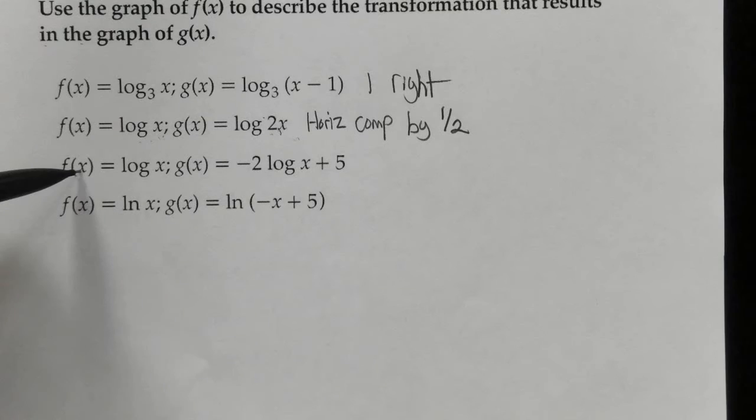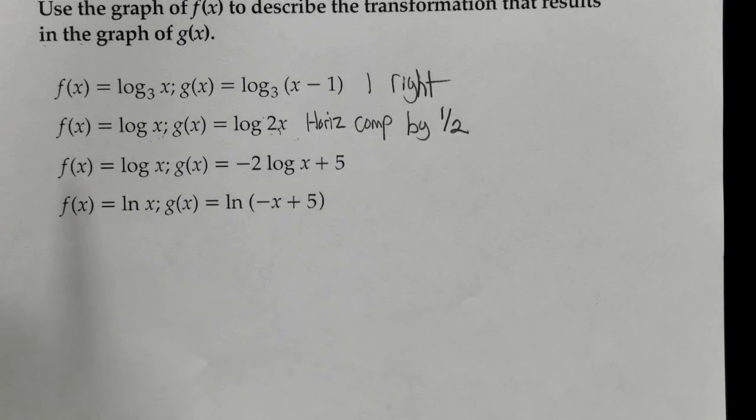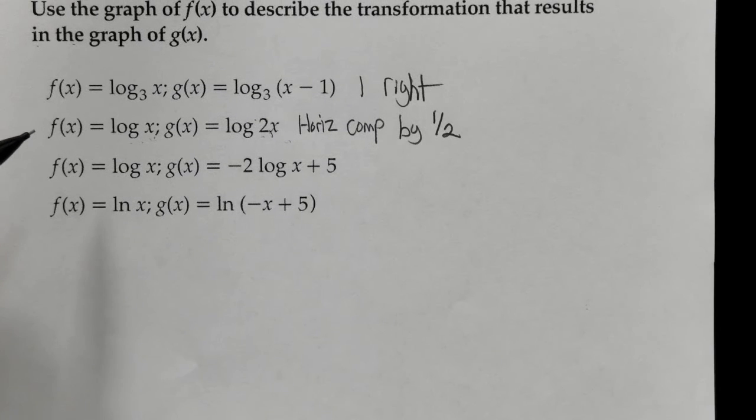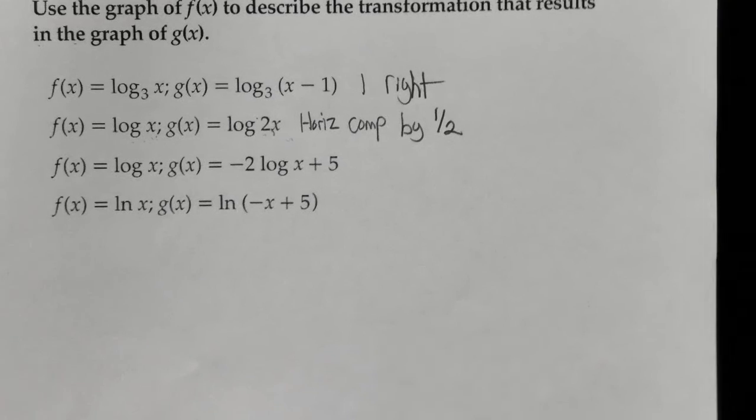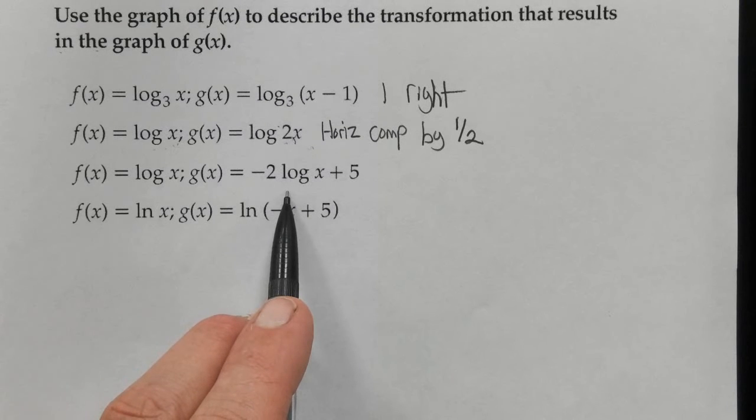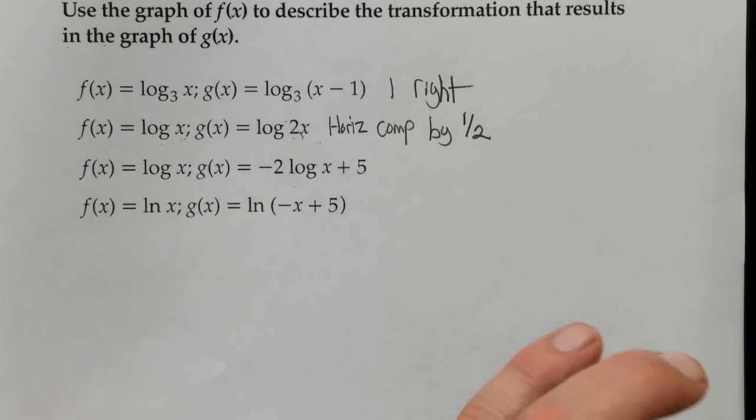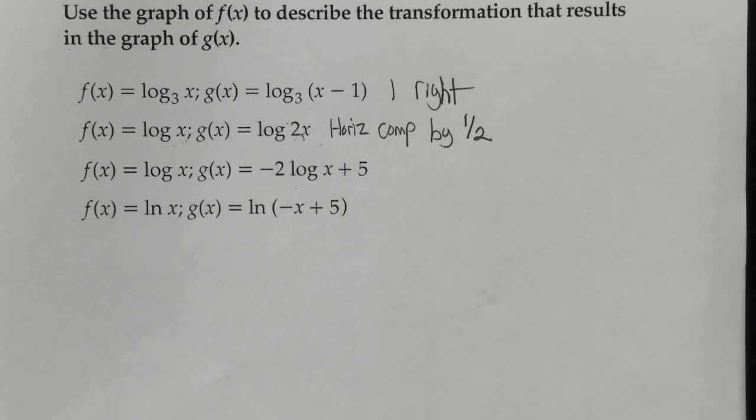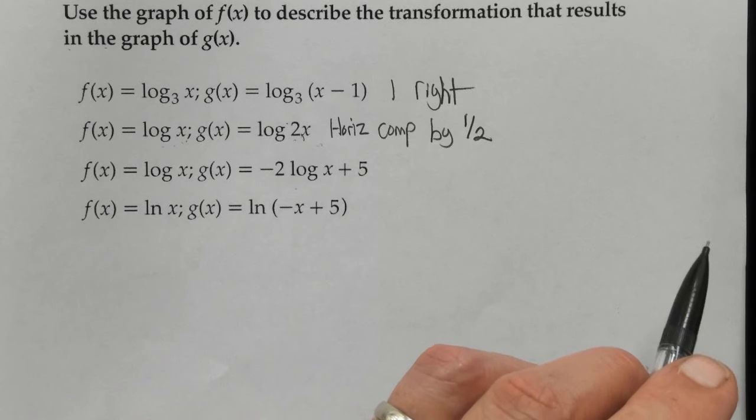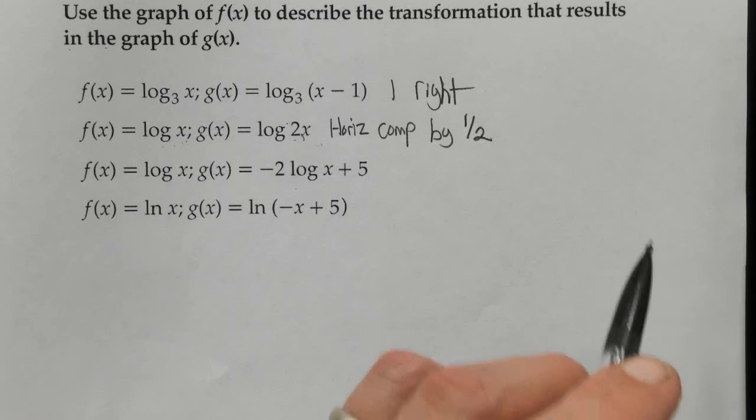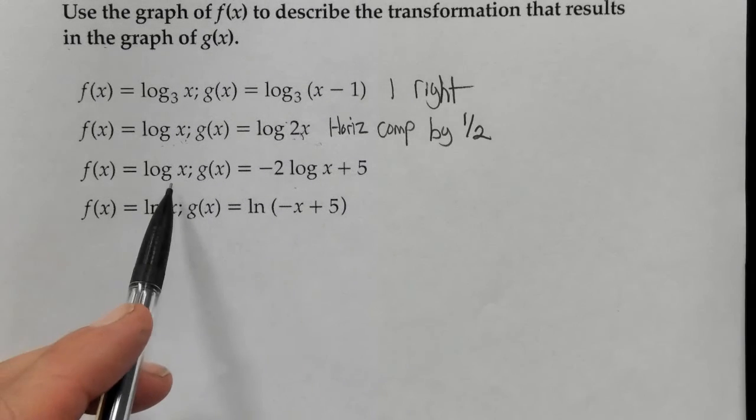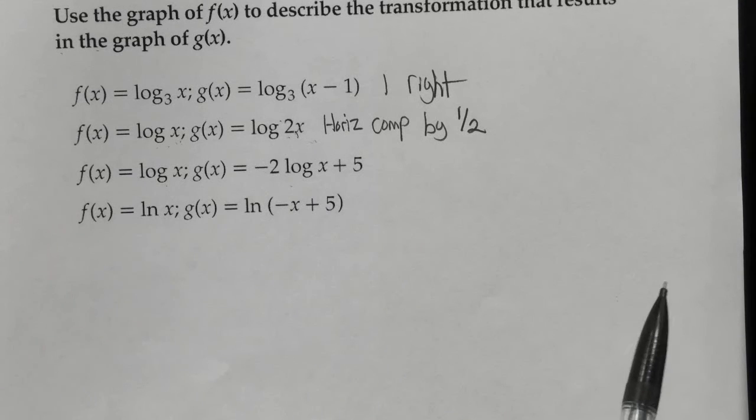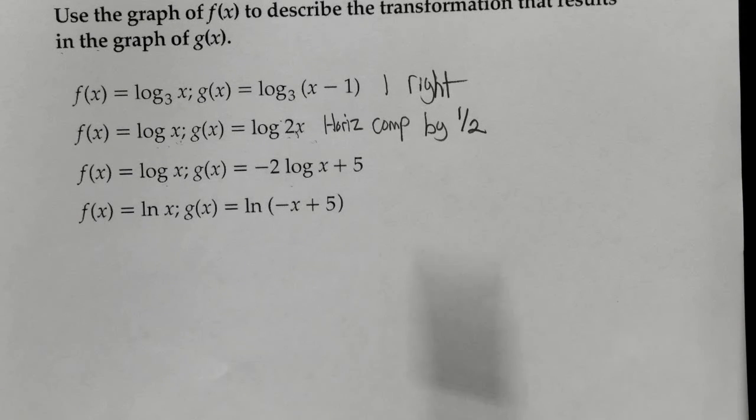All right, let's try the next one. So in the next one, I'll clear it off, and we'll input the new graph, which is going to be negative 2 times log base 10 of x plus 5. All right, so we can see what the graph looks like here, and that's the second one that I put in. Let me go ahead and put the first one in, which is log base 10 of x.